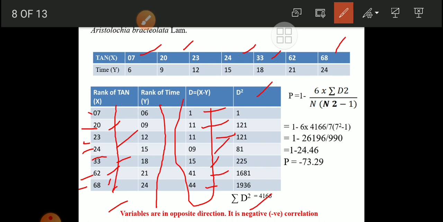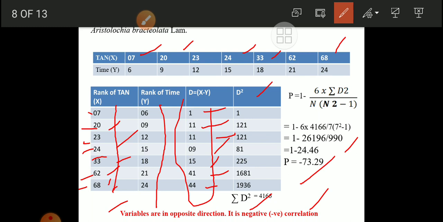So that multiplication is 990. 1 minus 26,196 divided by 990. 1 minus 24 minus 0.46 and p value is minus 73. So there is a negative correlation between these two. There is no positive correlation we have reported.